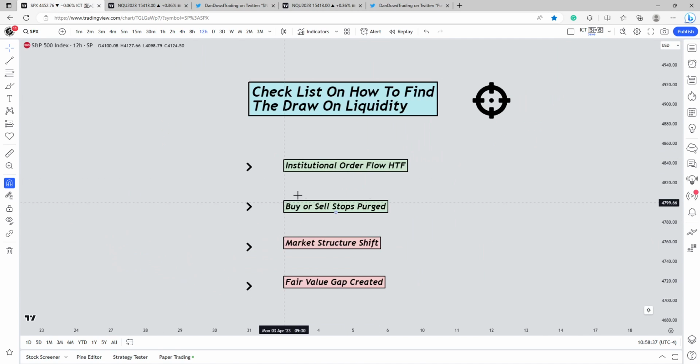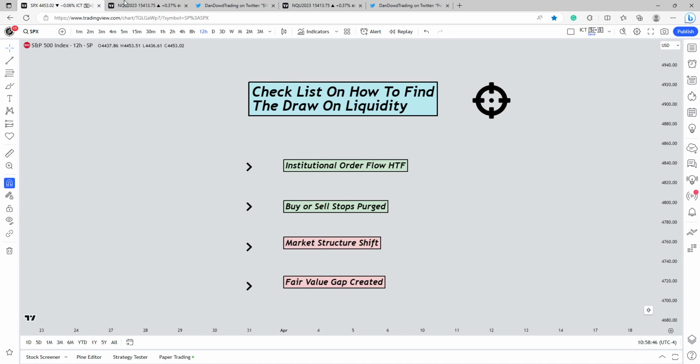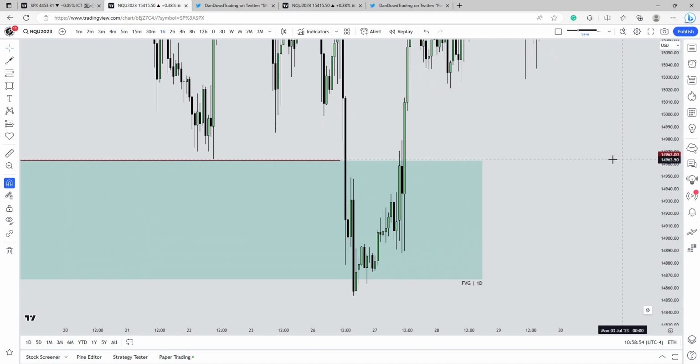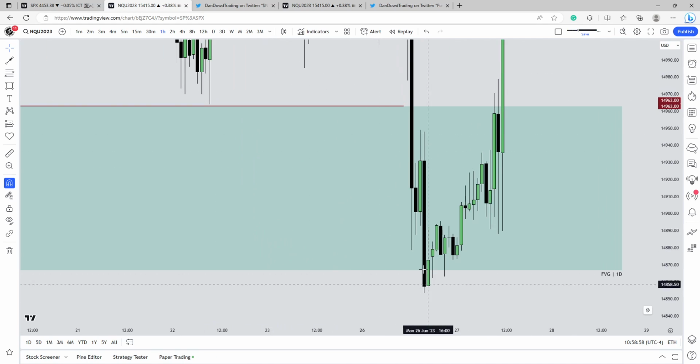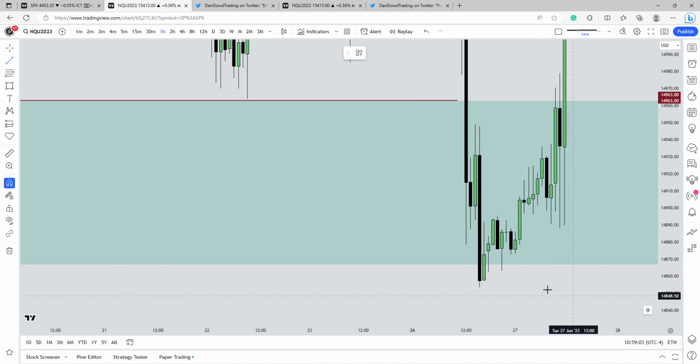So now it follows two of the points on the checklist, right? Institutional order flow is bullish. We're in a higher time frame daily fair value gap, and price just ran sell side liquidity. Now that we had the run on sell stops into that fair value gap, I'm going on to the 1 hour time frame, and I'm looking for the bullish 2022 model, which is essentially a raid on sell stops, which we had up here. We had another minor raid on sell stops right here.